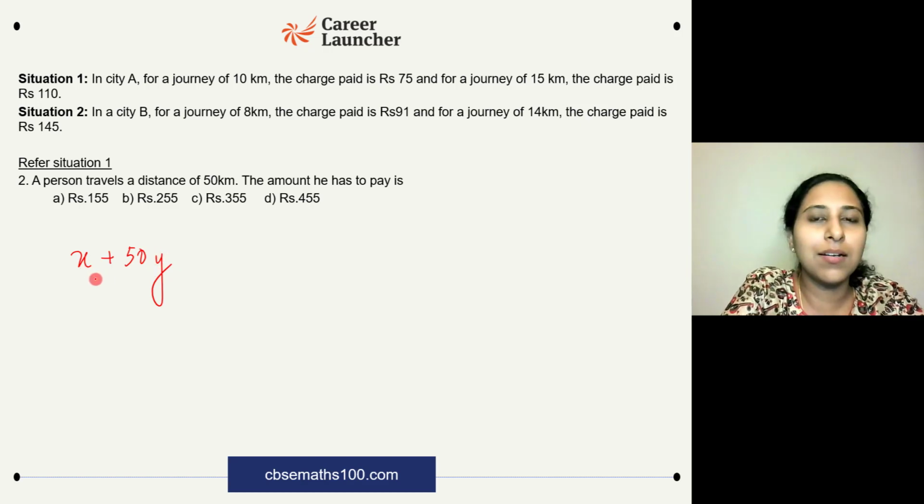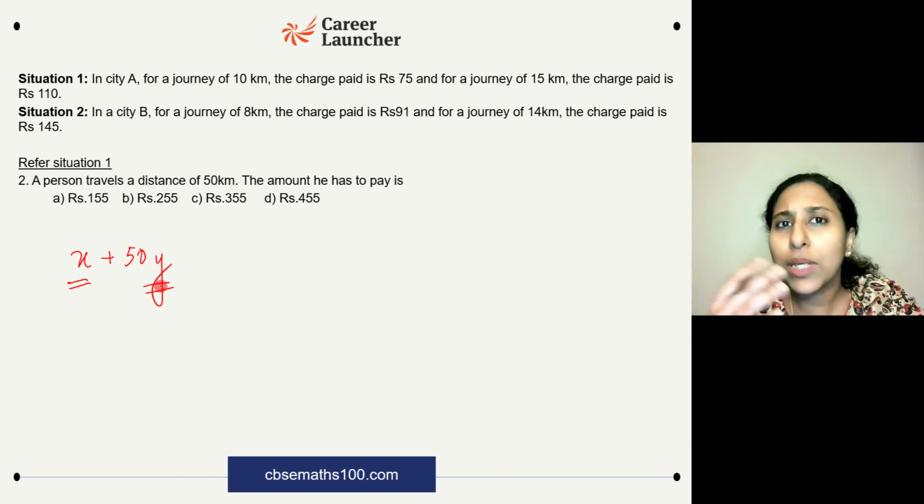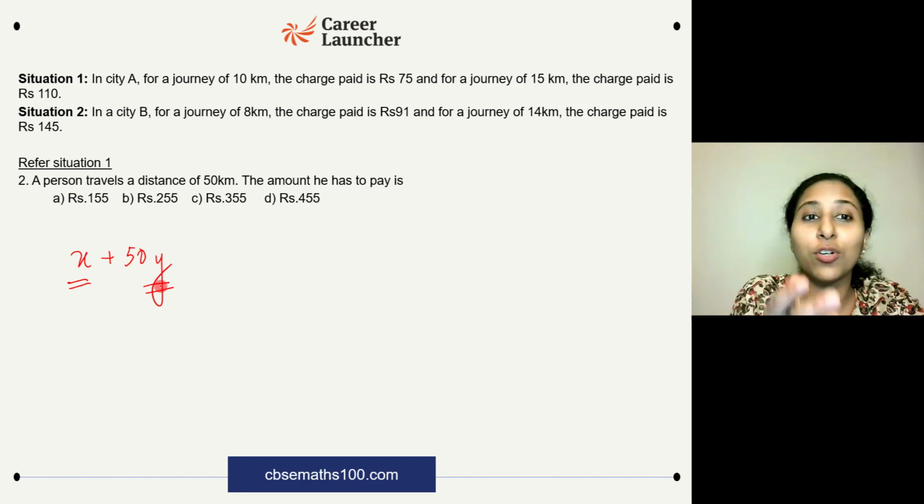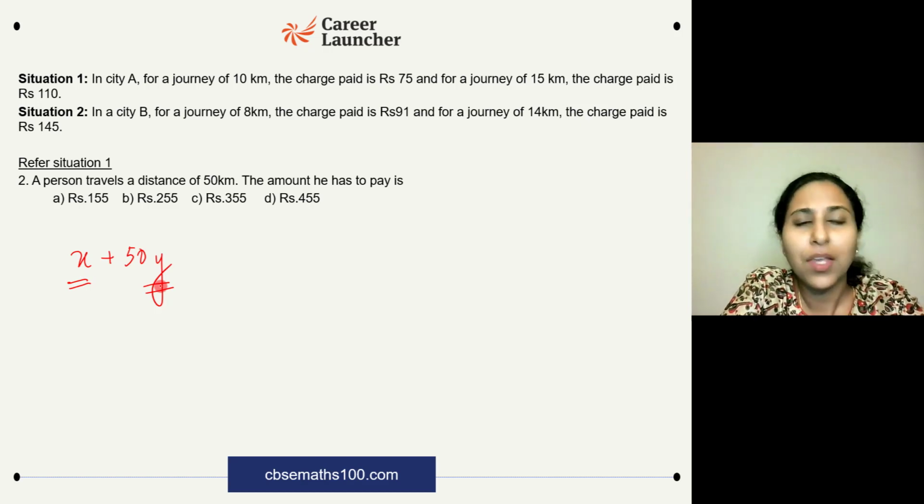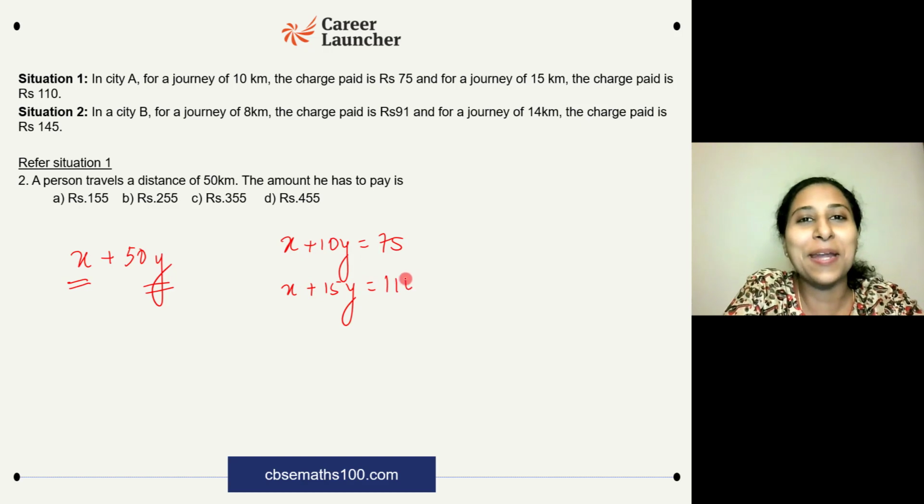You can see here that in order to get the answer, we need the value of x and the value of y. So we need the equations in order to find values of x and y. We just did that in the previous question. We got the equations as x plus 10y is equal to 75 and x plus 15y is equal to 110. We just need to solve these two to find out the values of x and y and hence get the payment which is required for 50 kilometers.